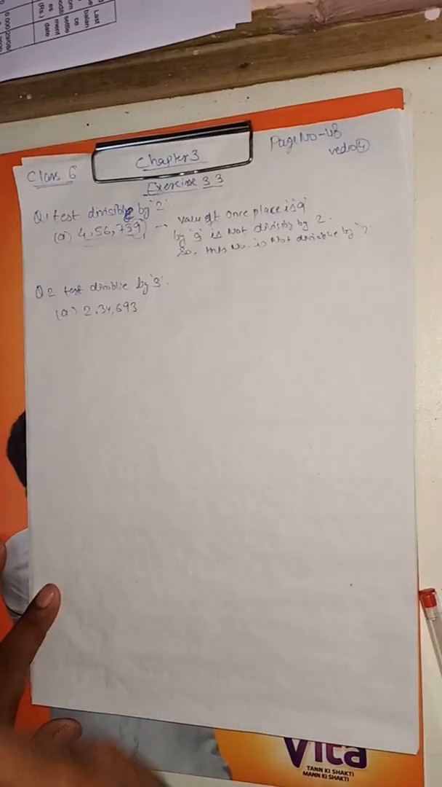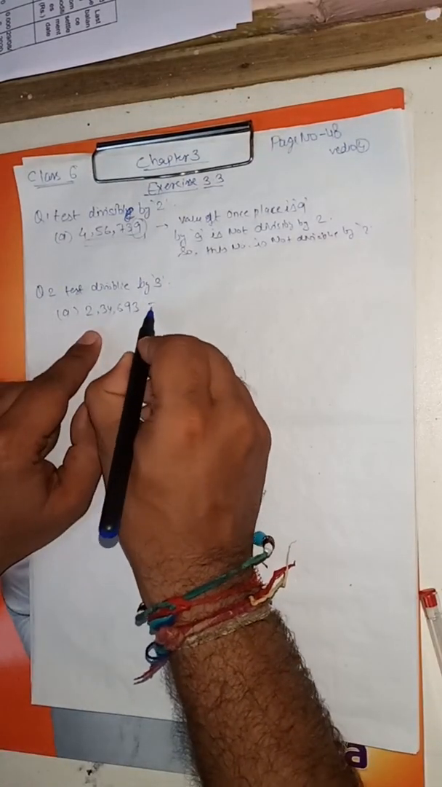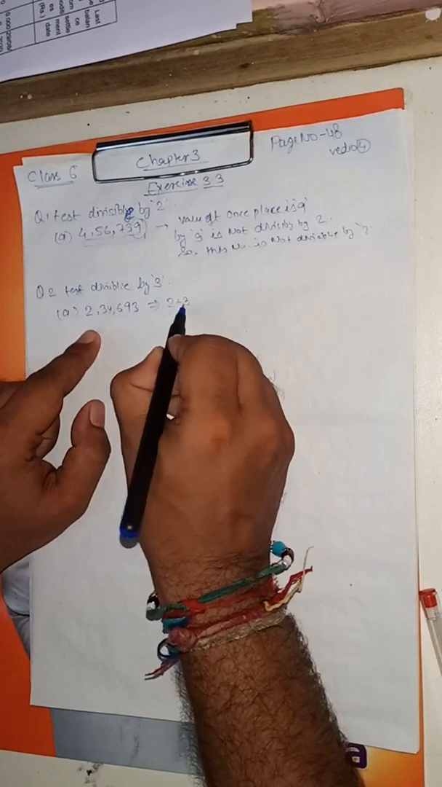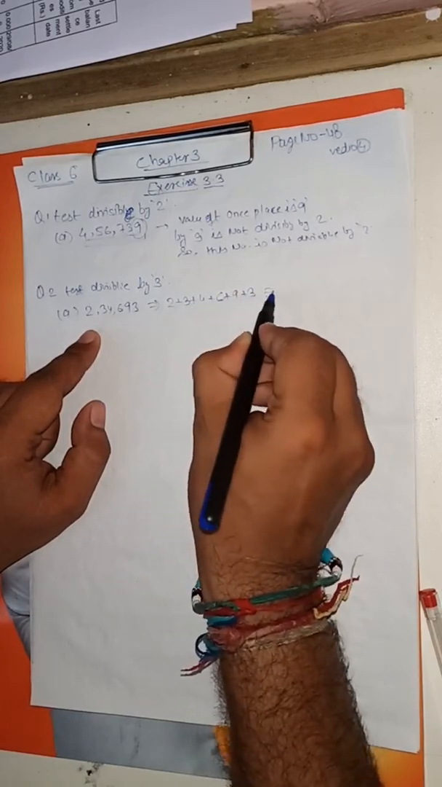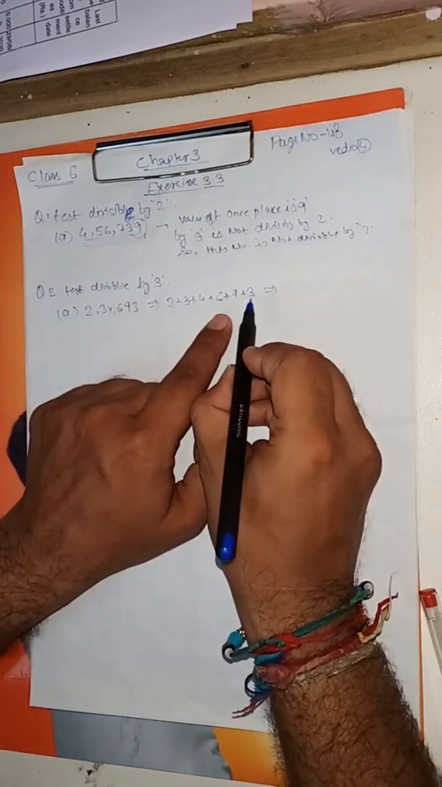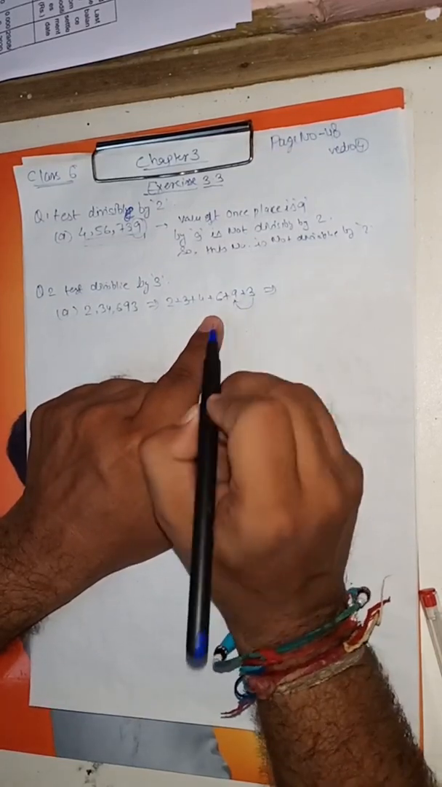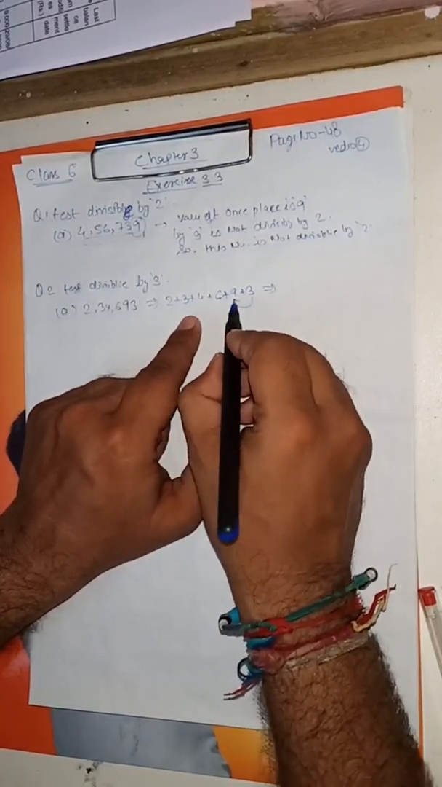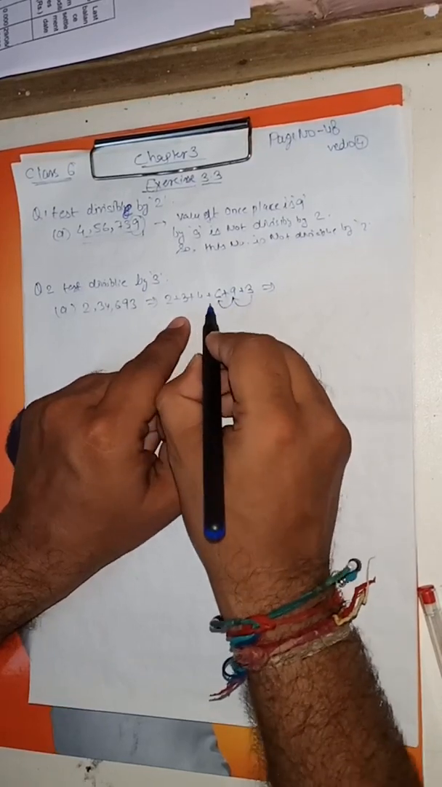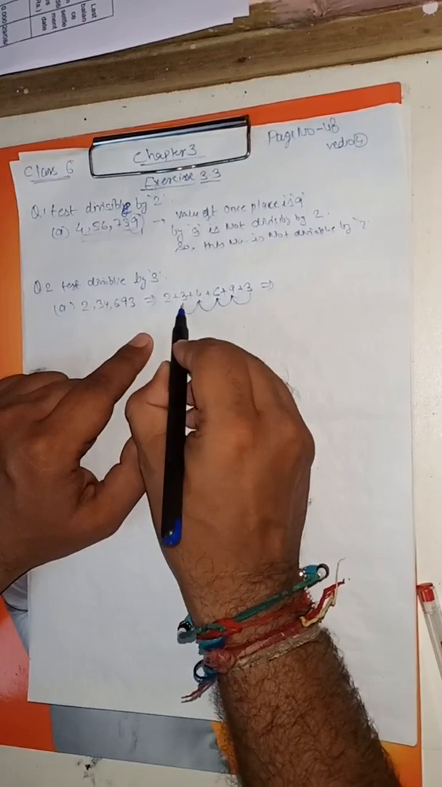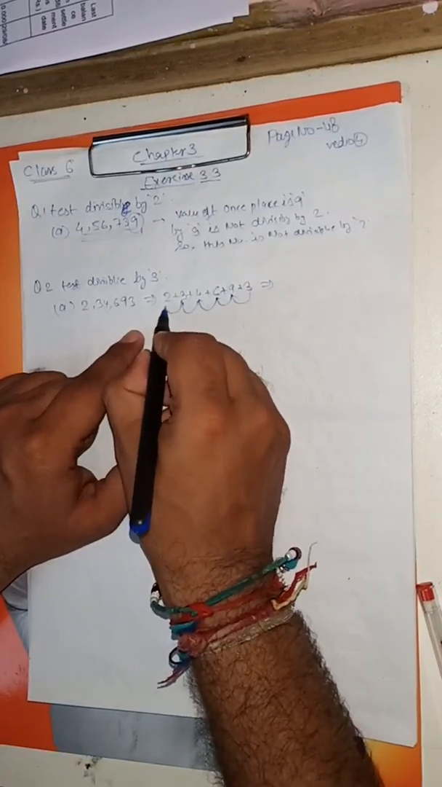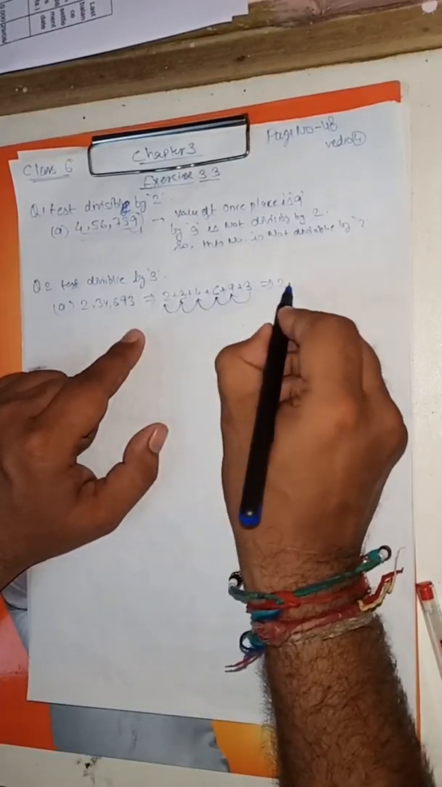In this, what we will do? We sum all the digits. Okay, 2 plus 3 plus 4 plus 6 plus 9 plus 3. What we will get? 9 plus 3 is 12. 12 plus 6, 18. 18 plus 4, 22. 22 plus 3, 25. 25 plus 2, 27.